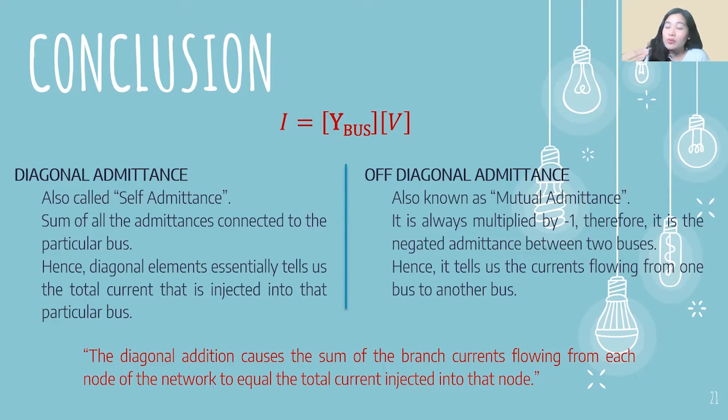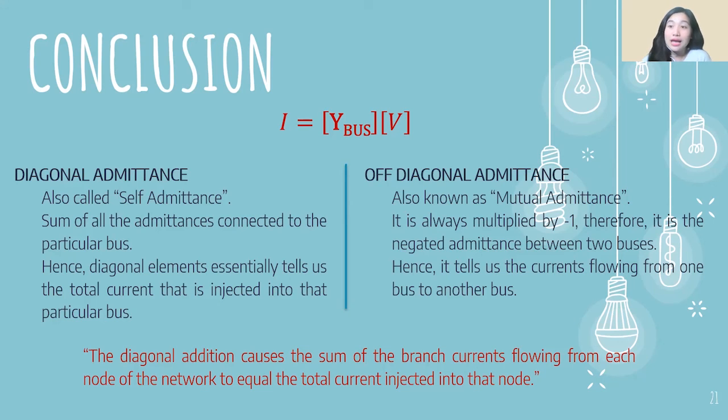Like for example, for Y11, meaning for bus 1, the sum of all of that will be the admittance for Y11. Hence, the diagonal elements essentially tell us the total current that is injected into that particular bus. It pertains, as I said, to KCL, or Kirchhoff's current law, that all of the current that is entering is equivalent to the current that is leaving.